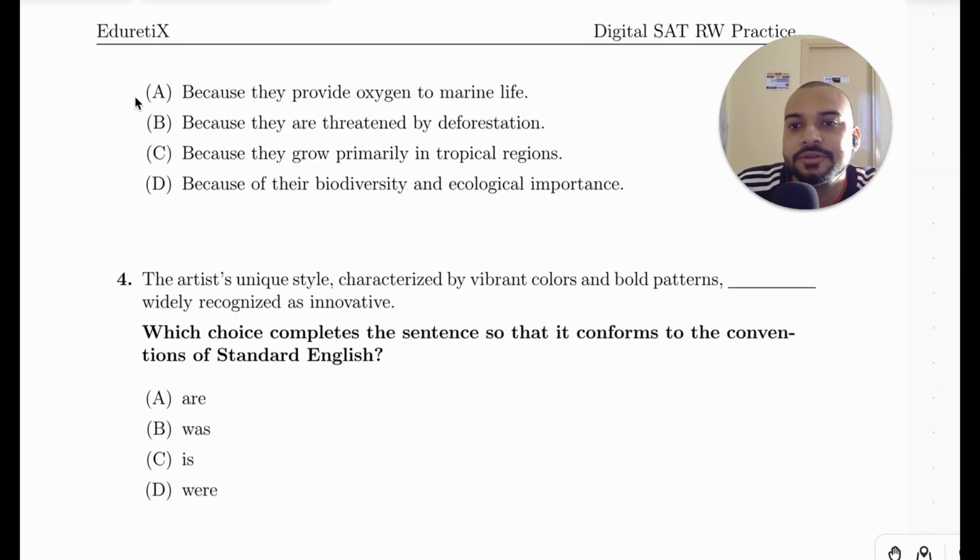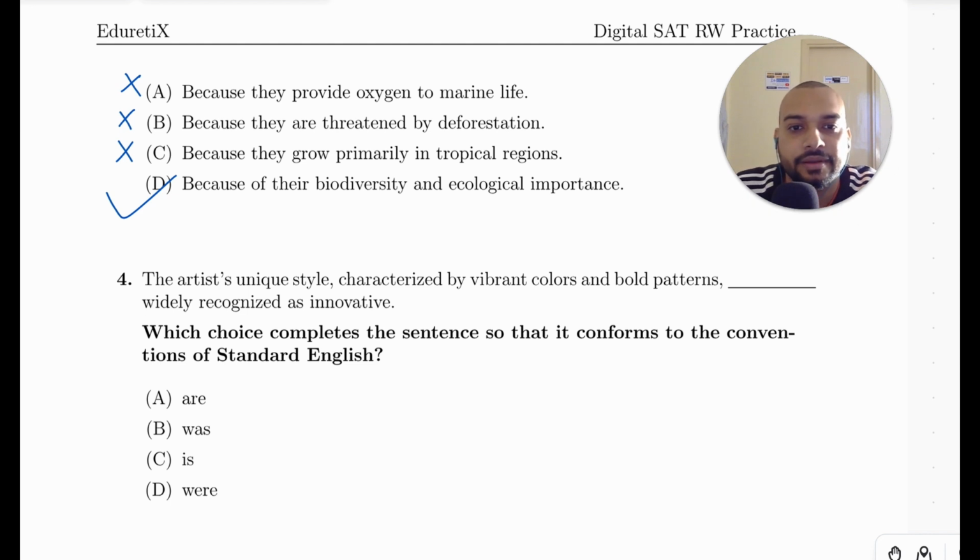Okay, looking at the options. Because they provide oxygen to marine life, not explicitly mentioned, no. Because they're threatened by deforestation, no mention of deforestation. Because they grow primarily in tropical regions, no, again, out of context. Because of their biodiversity and ecological importance. Yes, this is precisely the idea that is mentioned in the text. So option D is correct.